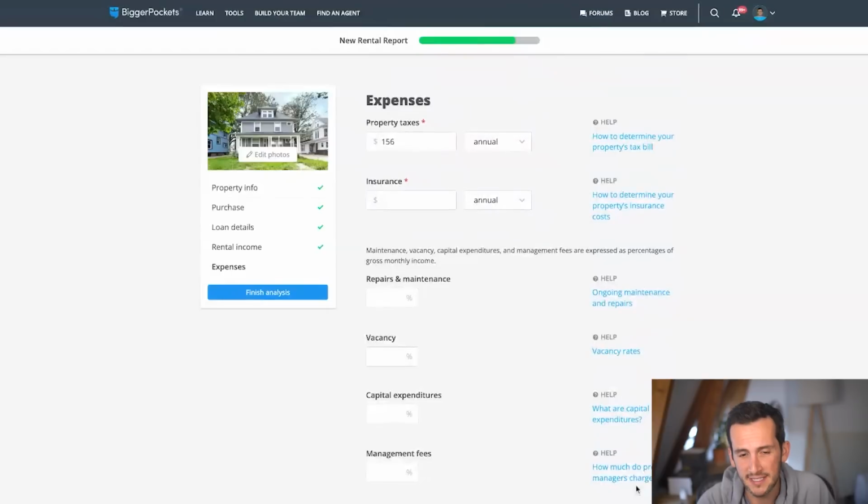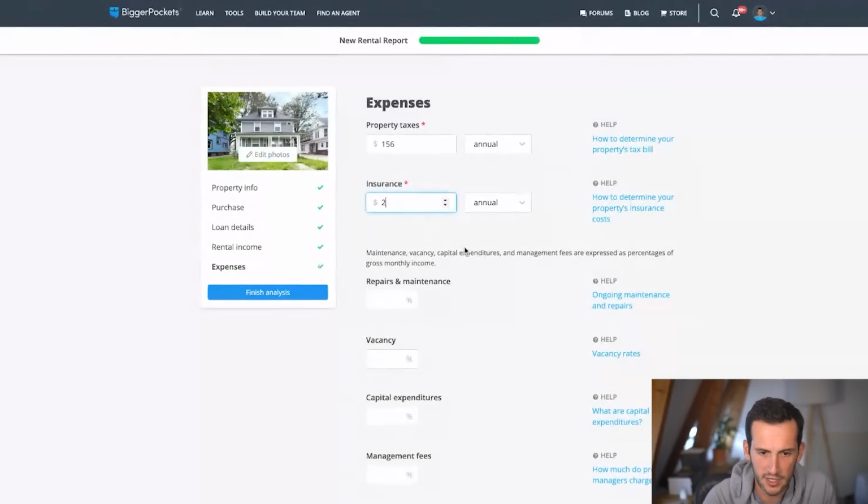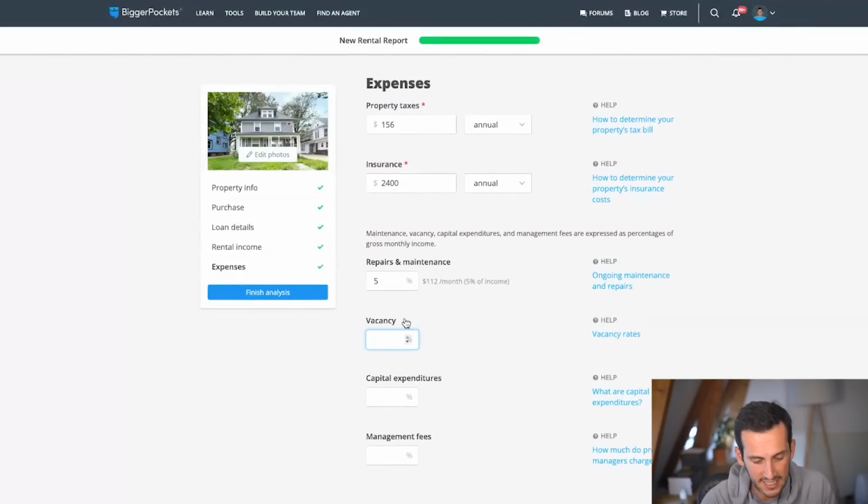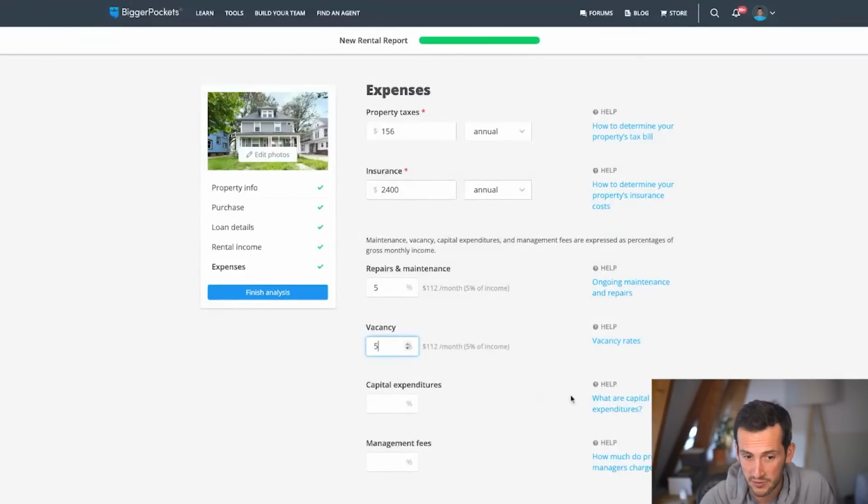Now we're on to expenses. This calculator has already pulled in taxes. We know what the taxes cost. So I looked this up for insurance, and it was about $2,400 per year for both sides of the duplex. Now we need repairs and maintenance, which I estimate at 5% because the property is in good condition. The seller has already done a lot of the work to maintain this. For vacancy, I always like to keep at least 5%, and capital expenditures, I do 5% as well.